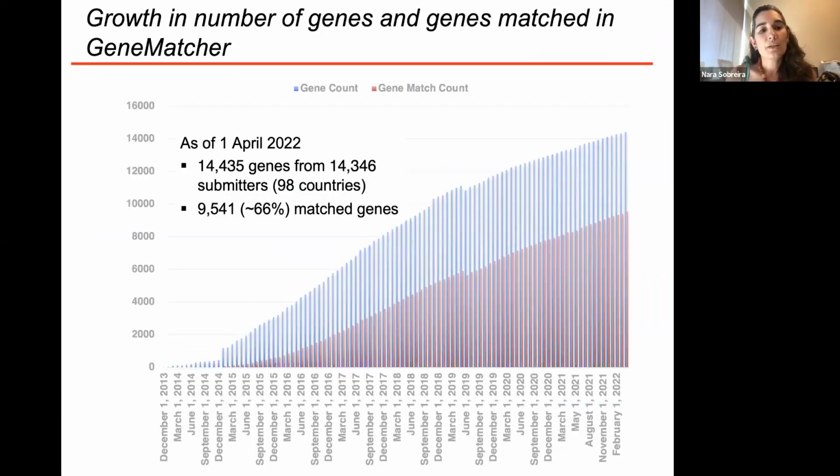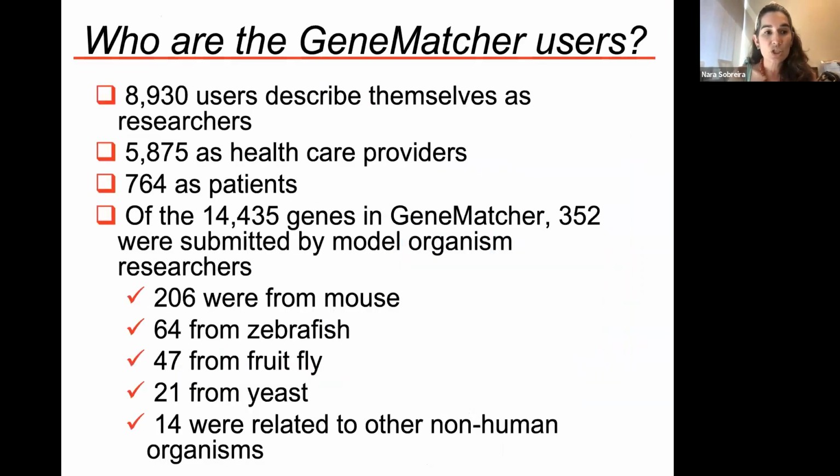So here, these are the numbers of GeneMatcher as of April 1st. We have now 14,435 genes from 14,346 submitters in 98 countries. And of these 14,000 genes, 9,500 have matched. And these are 66% of the genes. Who uses GeneMatcher? So we have researchers, almost 9,000 of them are researchers. Almost 6,000 of them also describe themselves as healthcare providers. We have much lower number, but some patients, 764.